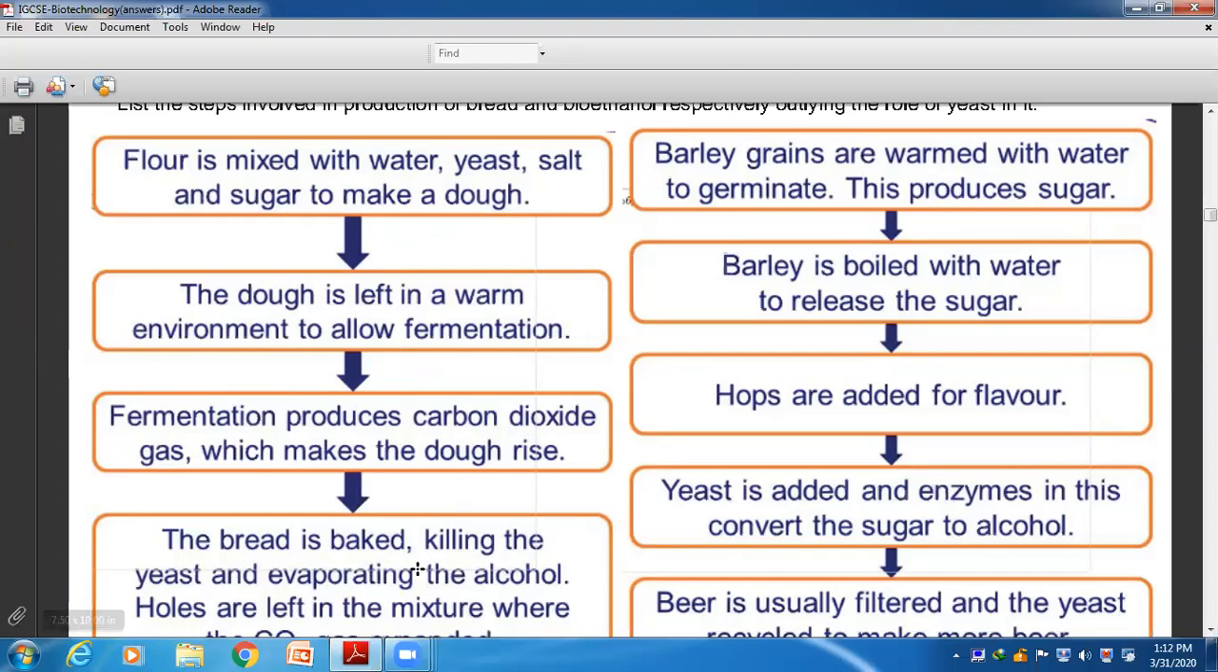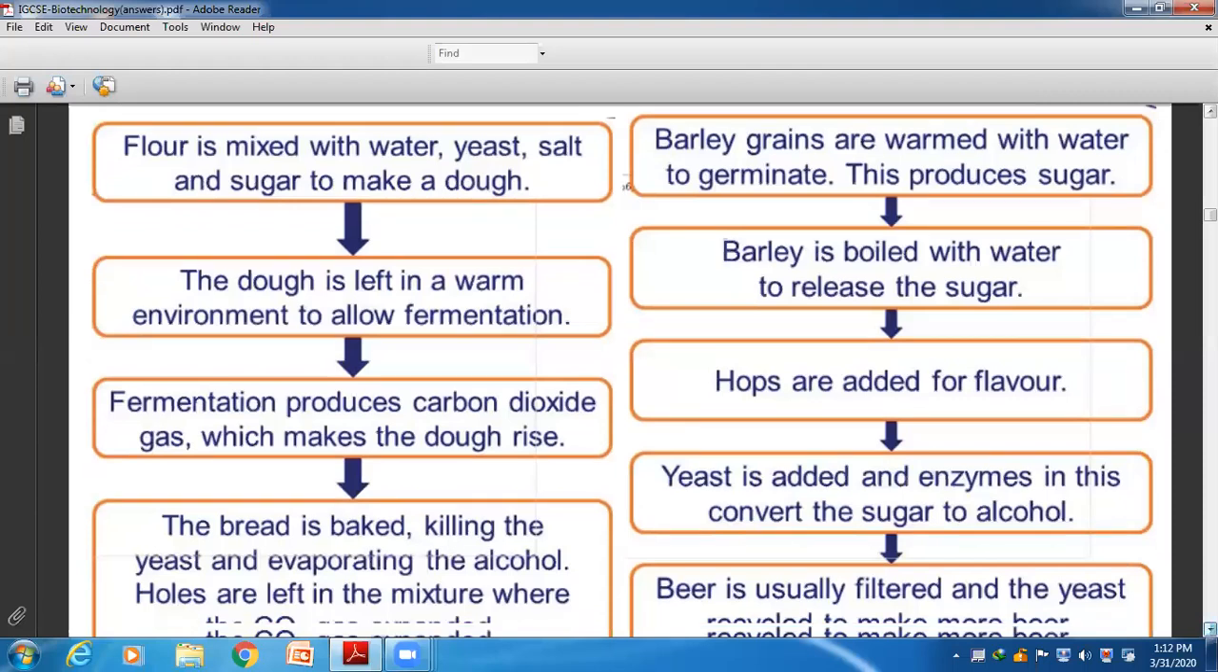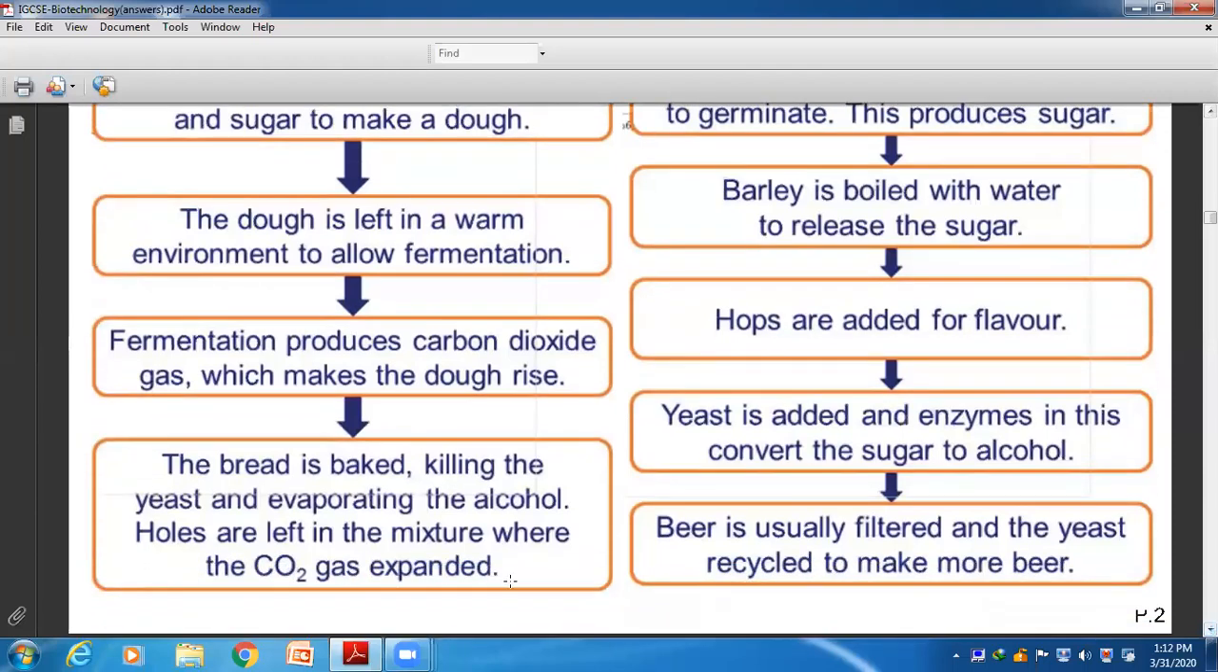So the bread is baked. When the bread is baked, the yeast is killed and the alcohol evaporates, right? And holes are left in the mixture where the carbon dioxide gas expanded. Most of the questions ask why we are using yeast in bread production: to make the dough spongy. That's why we are using it.